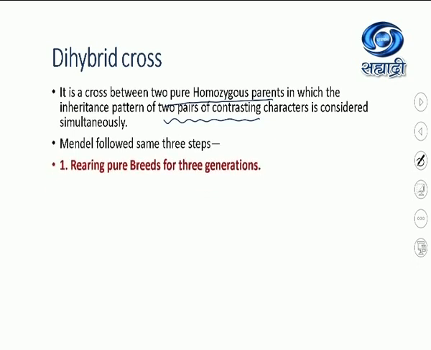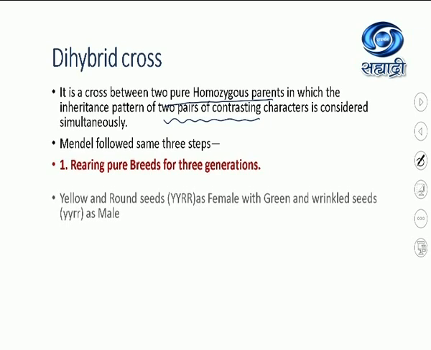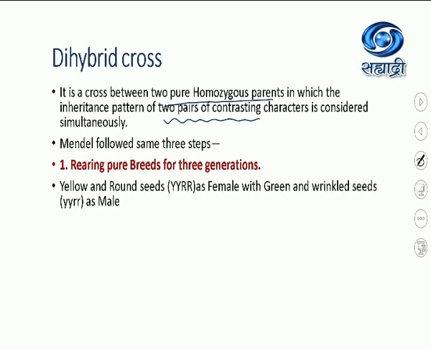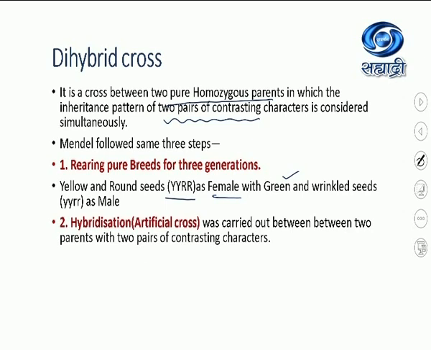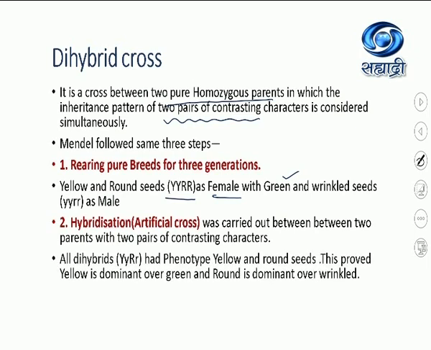Mendel followed the same 3 steps. First, he reared all the pure breeds for 3 generations. Here he carried out a cross between yellow and round. These 2 characters he studied. One was the color of the seed and the other was the shape of the seed. This was treated as the female plant and it was dominant. The recessive one was green and wrinkled seed, green color and wrinkled shape, which was treated as male. He carried out hybridization, an artificial cross, between these two parents with two pairs of contrasting characters. Of course, in the F1 generation, what was produced?